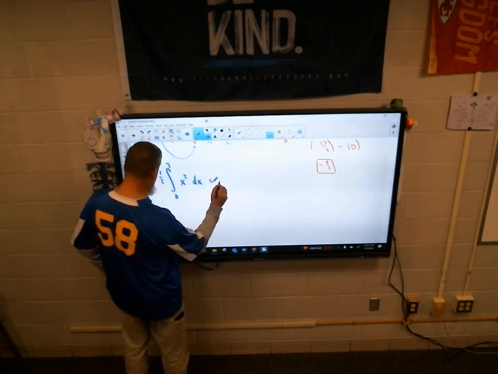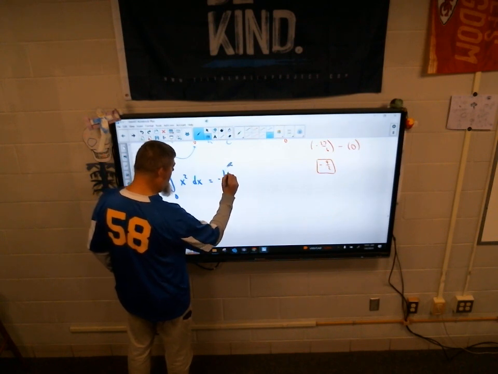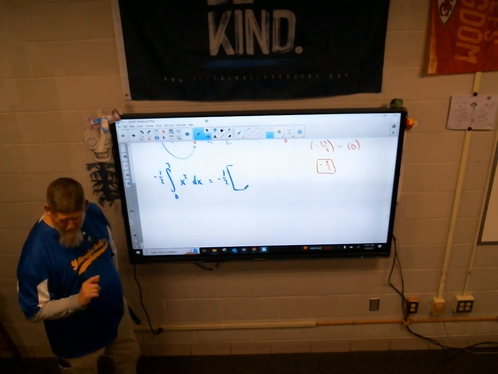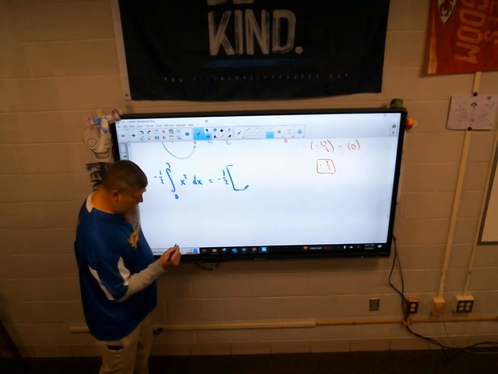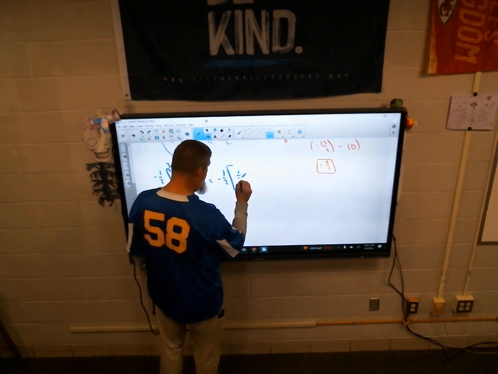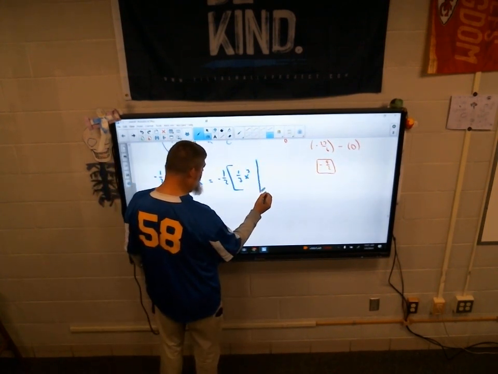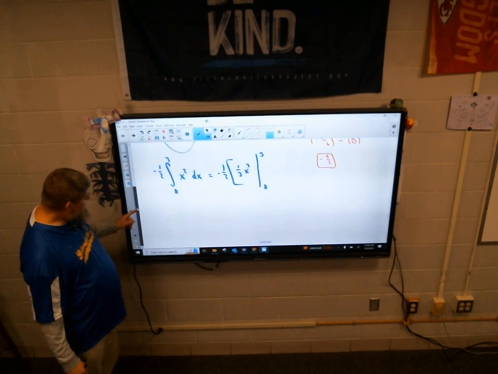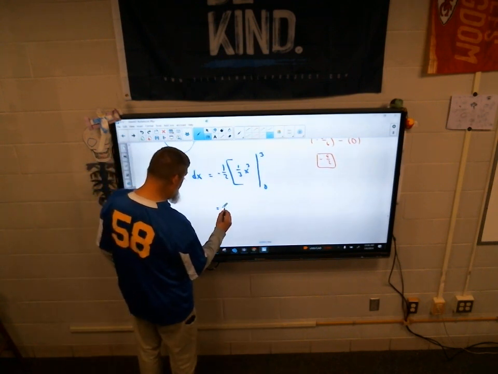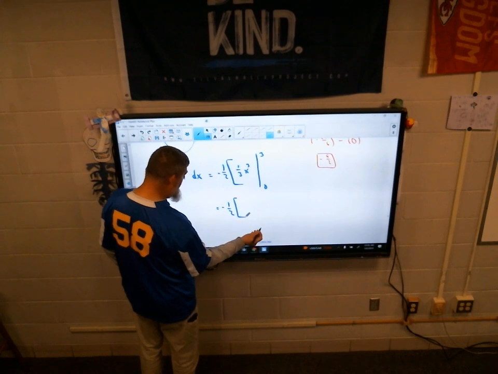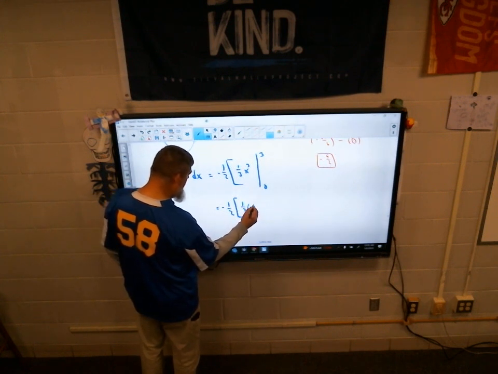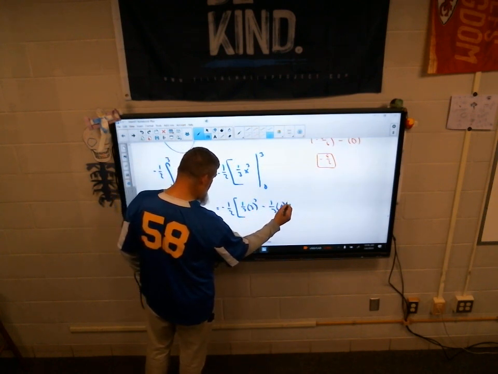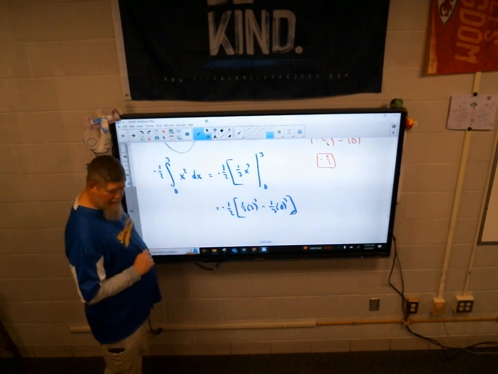So what I'm going to have is negative 1/2 times the antiderivative of x squared, which is 1/3 x cubed, evaluated from 0 to 3. That's going to be equal to negative 1/2 times 1/3 times 3 cubed minus 1/3 times 0 cubed. Do the same thing, top minus bottom.